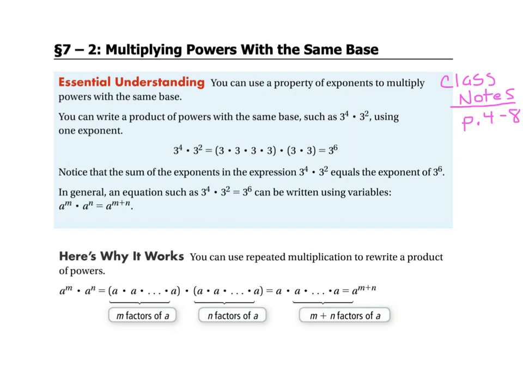Good morning. We're going to talk about the product rule today and working with exponential expressions where we have the same base. Let me show you the product rule because it's actually written on the page for you here, and let me highlight it right here. See how we have a to the m power times a to the n power equals a to the m plus n power. That's what our lesson is all about today.